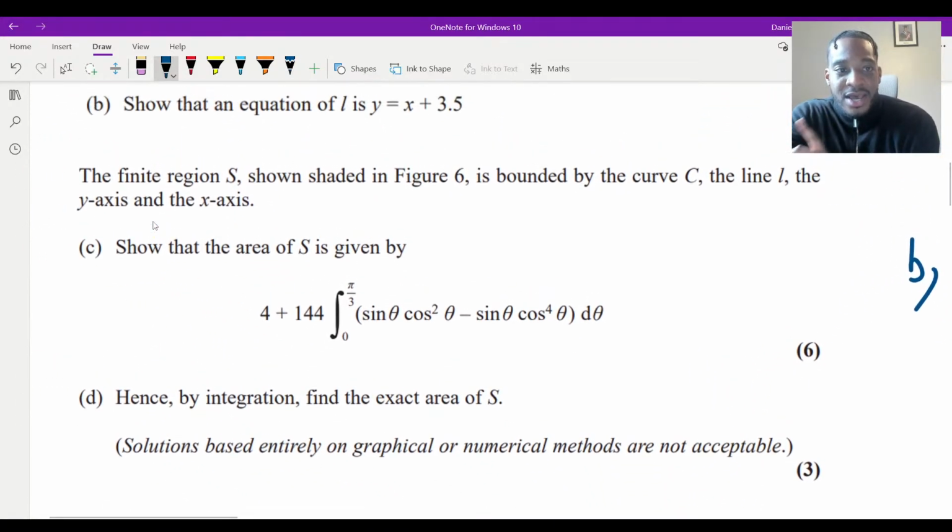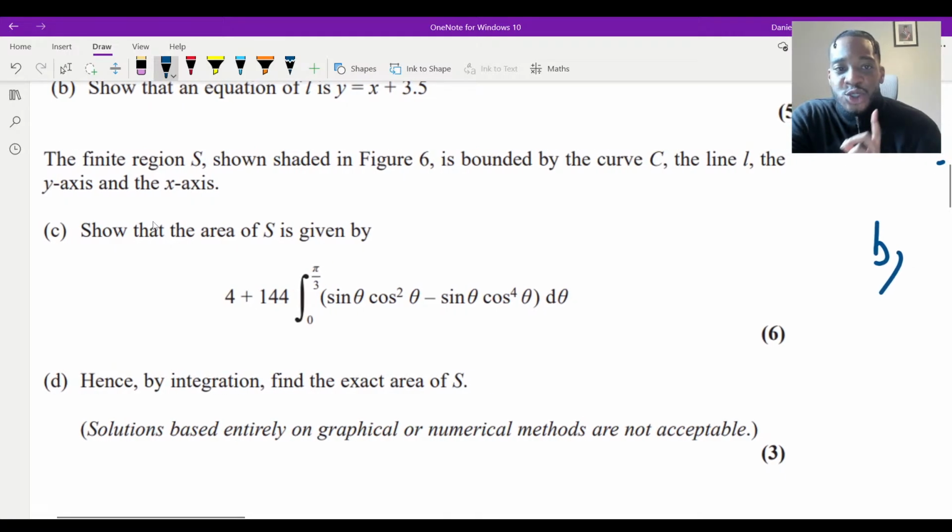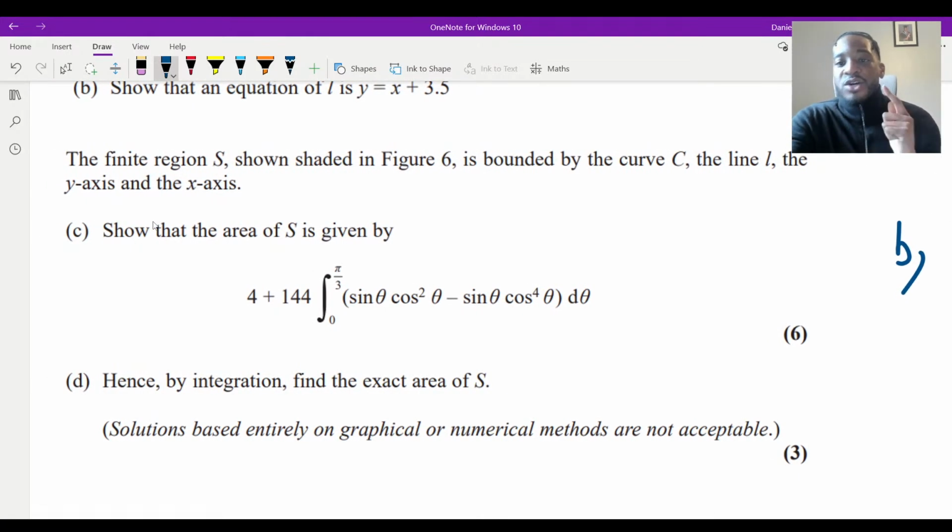The finite region S, shown shaded in figure 6, is bounded by the curve C, the line L, the y-axis, and the x-axis. Show that the area of S is given by 4 plus 144 of the integral from 0 to pi over 3 of sine theta cos squared theta minus sine theta cos 4 theta d theta, for 6 marks.